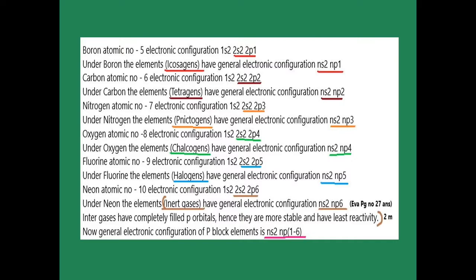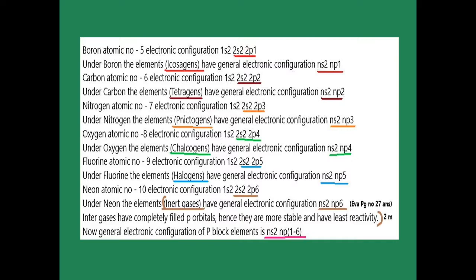Boron, atomic number 5, electronic configuration 1s2, 2s2, 2p1. The elements under this are called icosagens. The general electronic configuration they have is ns2, np1. See that the last electron, the 2 means they contain a different principal quantum number, so we have to change the 2 to n, and in 2p1, the 2 also changes to n.